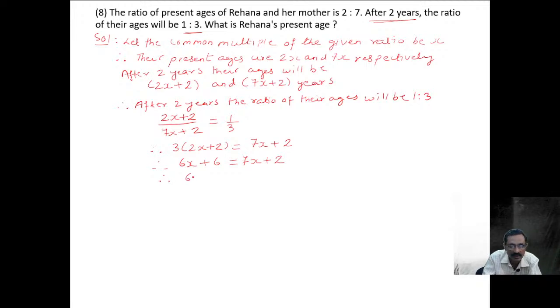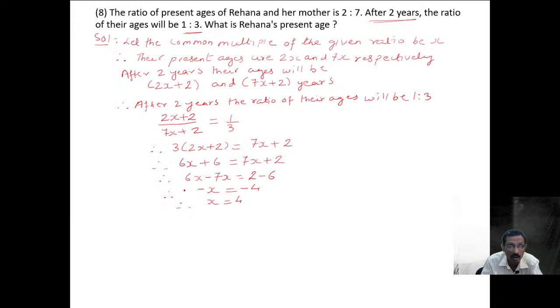Therefore, bring this 7x to the left-hand side: 6x minus 7x is equal to 2 minus 6, because this 6 is plus 6 and when it comes to this side it becomes minus 6. And this 7x is plus 7x, and when it goes to the other side it becomes minus 7x. Therefore, 6x minus 7x is minus x, which is equal to 2 minus 6, which gives minus 4. Therefore, x is equal to 4.